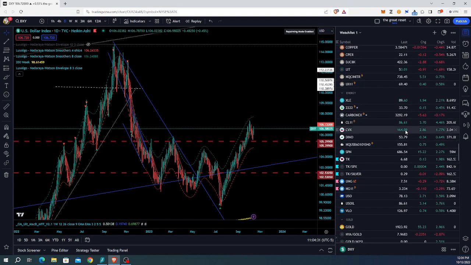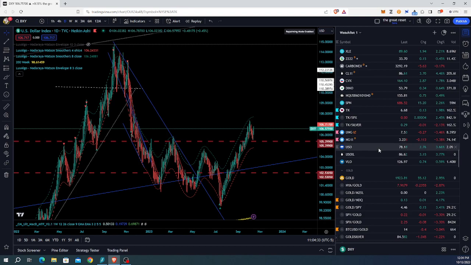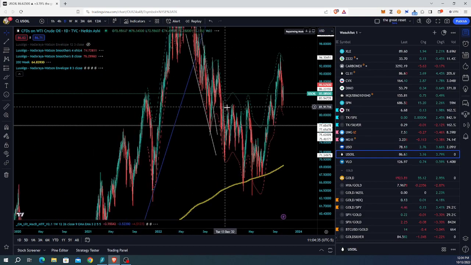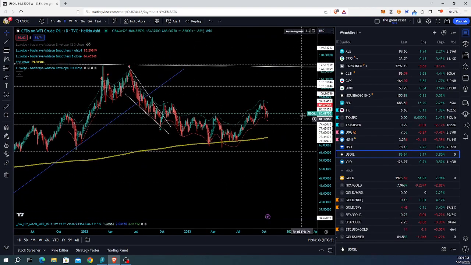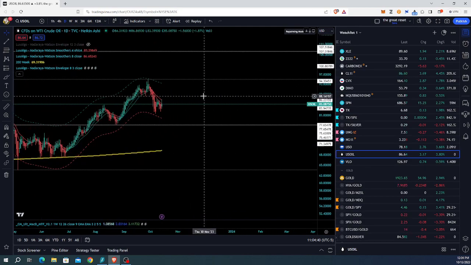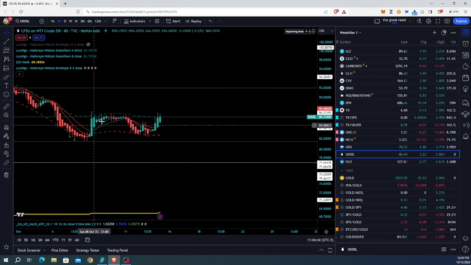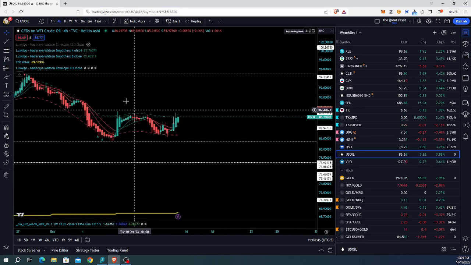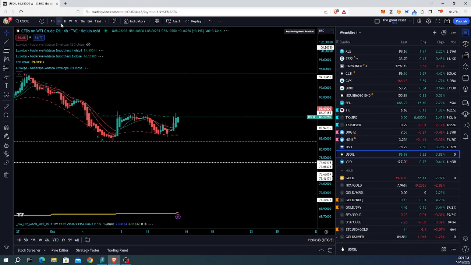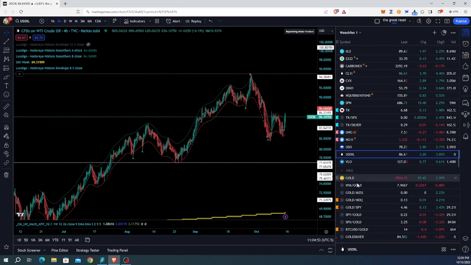Obviously gas is super expensive right now. If we go back to oil, this is WTI crude. We're sitting at 85 and it looks like we're consolidating and we might start moving back up again. It kind of depends on what time frame you look at this at. Anyway, so oil up, gold up.